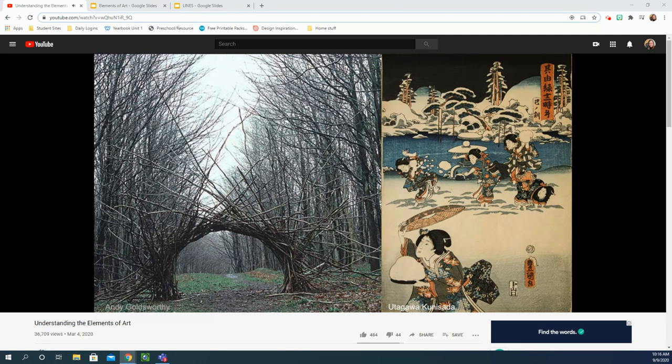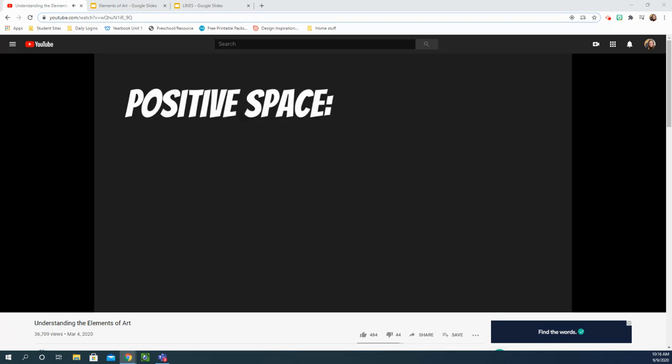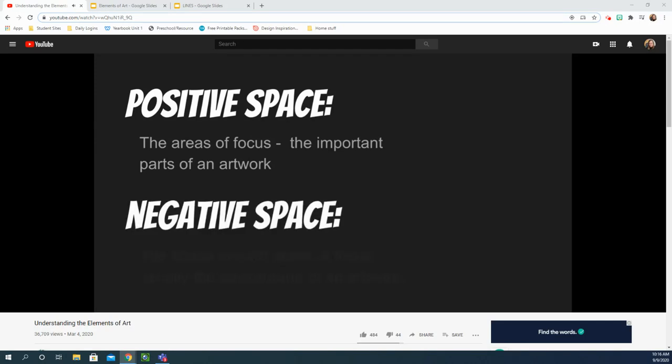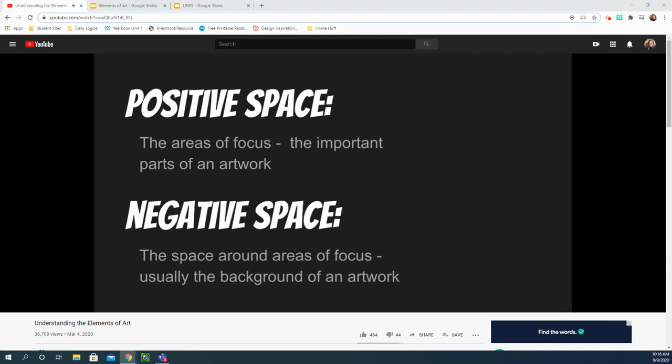Now, the second type of space that we're going to talk about is no longer about depth per se, but it's about the shape of the areas of space in an artwork. So that would be positive space and negative space. When we talk about positive space, we're talking about the areas of focus, and those are the important parts of an artwork. Generally the things that the artist wants you to look at first, that would be the positive space. Whereas negative space would be the space around the areas of focus. And that's usually the background of an artwork.